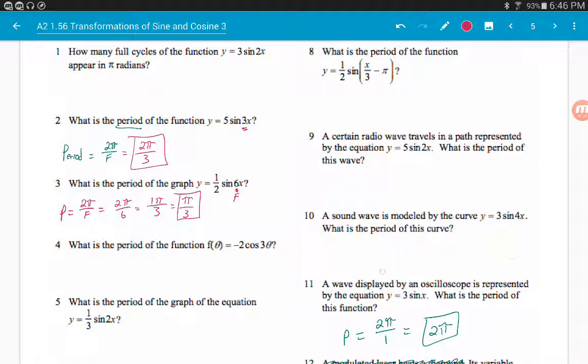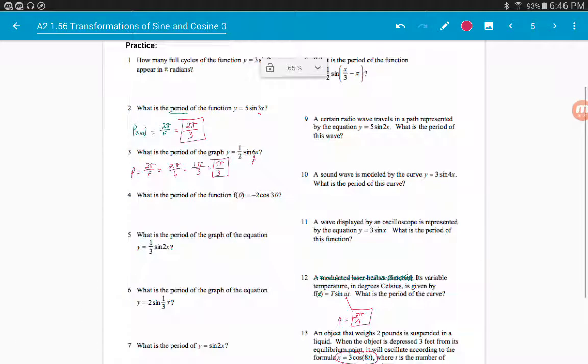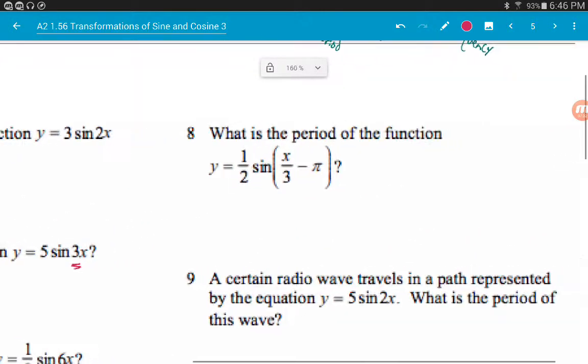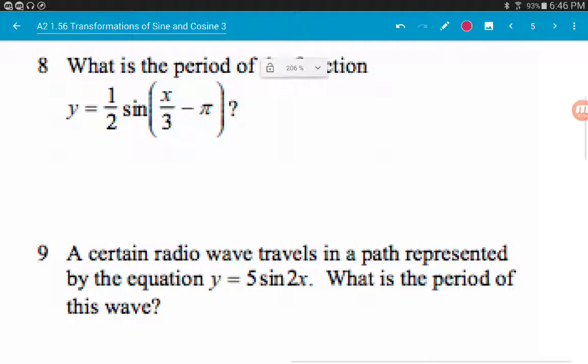Now the rest of the handout was just asking you for the period of a function. You were just using the same formulas. And the only thing that was interesting or any different was question number 8. Now, what you had to do was you had to look. If I want the period, I know that the period is equal to 2 pi divided by the frequency. But frequency is normally like being multiplied on the x, so like 4x or 2x, something like that. But this doesn't have any multiplication going on, it's x divided by 3.